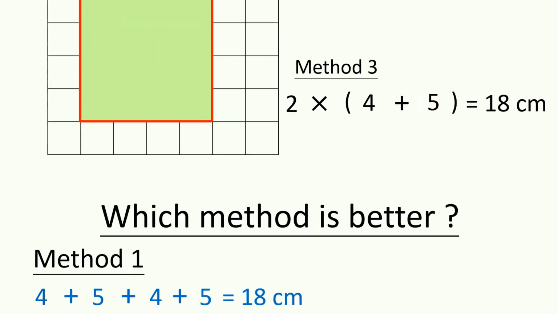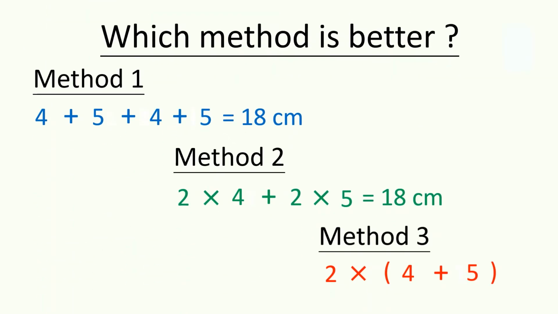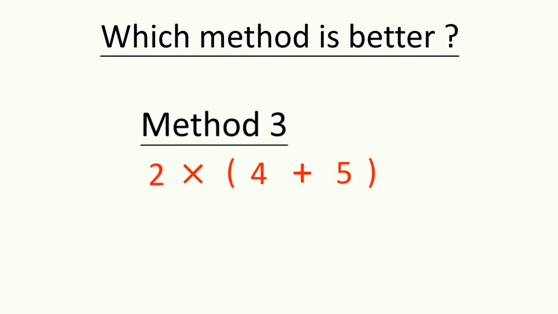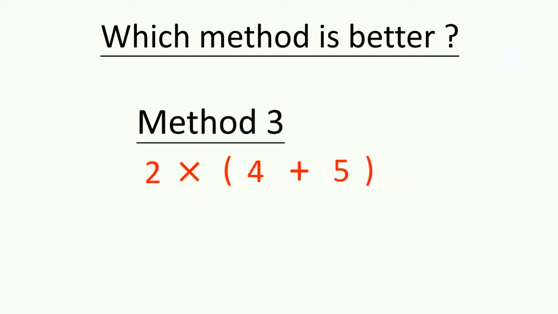Now we understand all the 3 methods. Which one do you think is better? I think that method 3 is the best. It takes the least number of steps to calculate the perimeter. Do you agree? It is time for thinking.